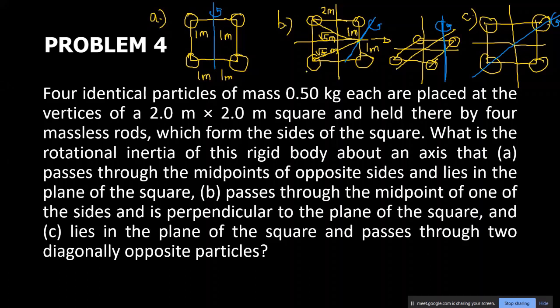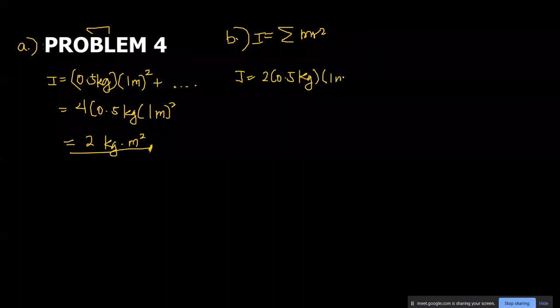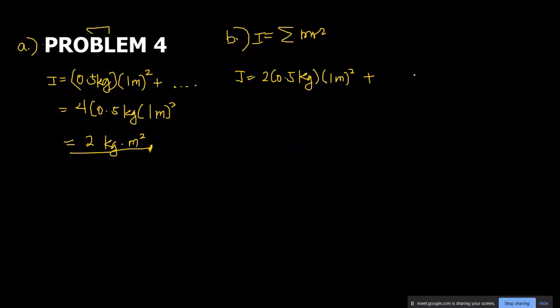For this diagonal, I equals 2 times 0.5 kilogram times 1 meter squared, because there are two at 1 meter, plus square root of 5 squared is 5, so 5 meters squared times 0.5 kilogram multiplied by 2, because there are also two of them. So that is one half times 2 is 1, 1 plus 5. So the moment of inertia is 6 kilogram meter squared.